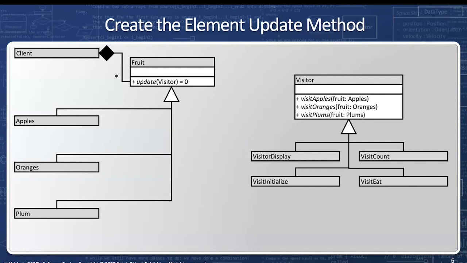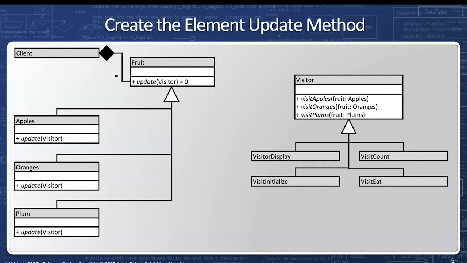And now my fruit is going to have my single pure virtual function update. And now my apples is going to have an update, and my orange is going to have an update, and my plums is going to have an update. Okay, the last thing I want to do is I want to integrate this into the code.